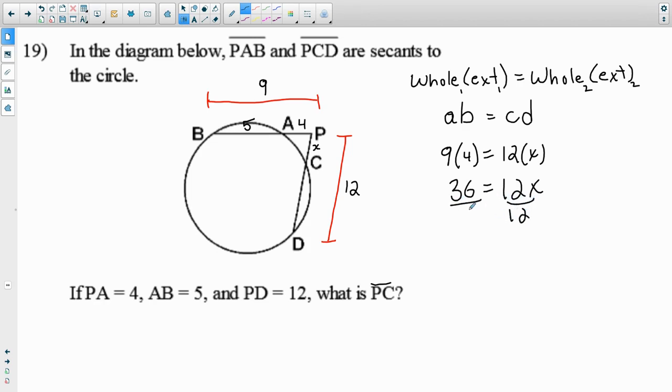Divide both sides by 12. We get 3 is equal to X, which is the same as saying X is equal to 3. The X is representing PC. That is what the question is. PC is equal to 3.